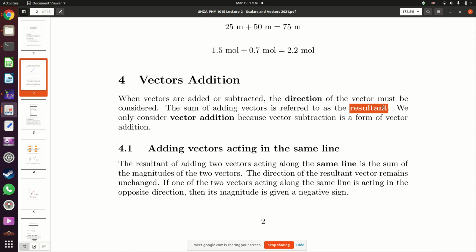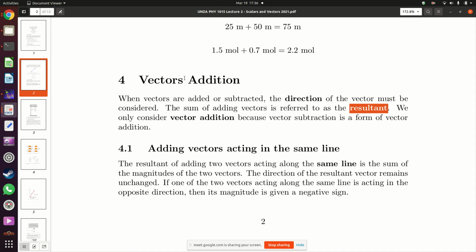Okay, the topic here says vector addition. We could have said vector addition and subtraction, but when we are dealing with vector addition, subtraction is considered to be a form of addition. How is that the case?